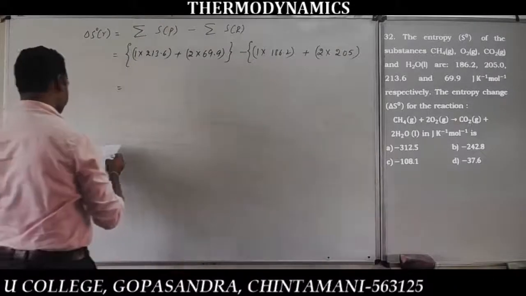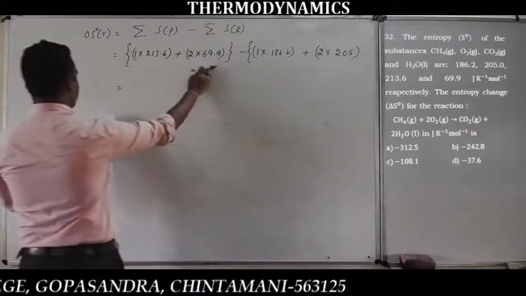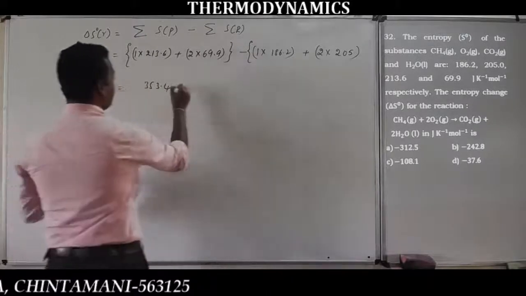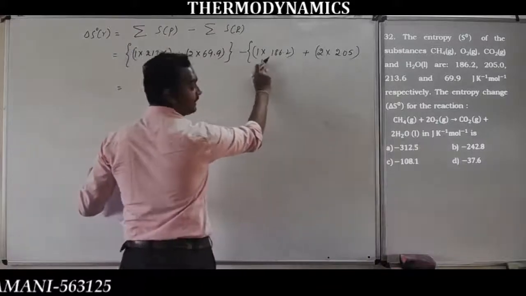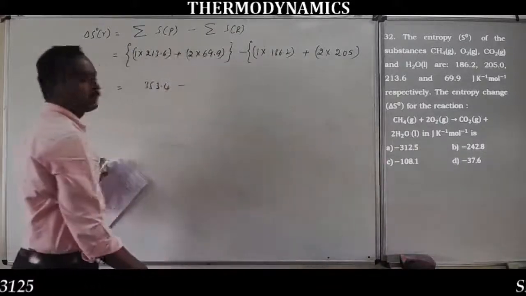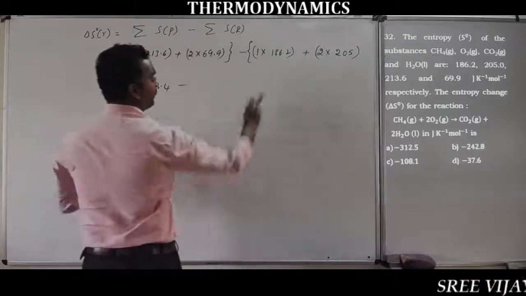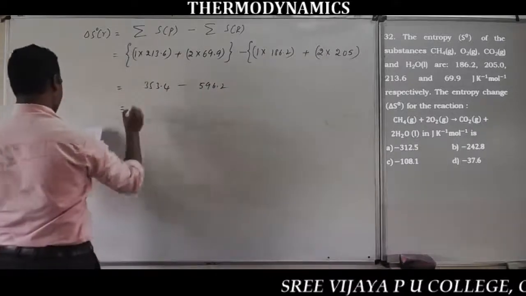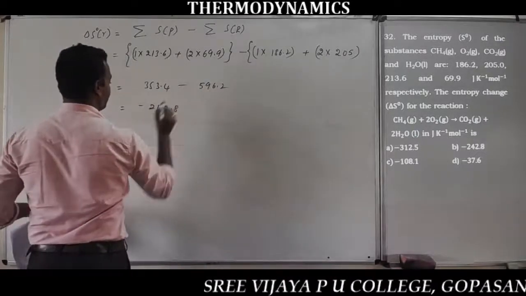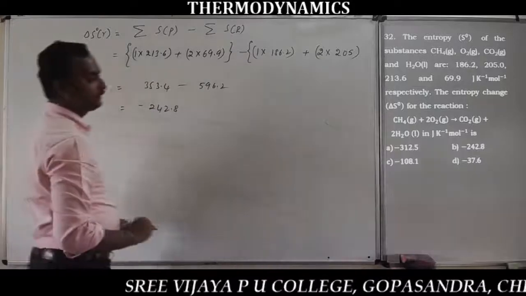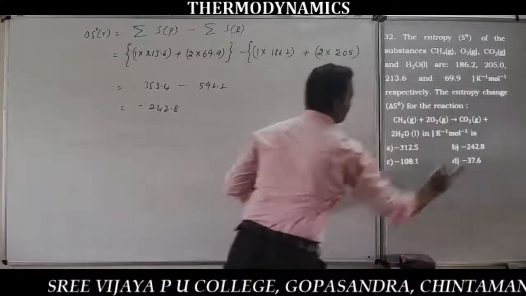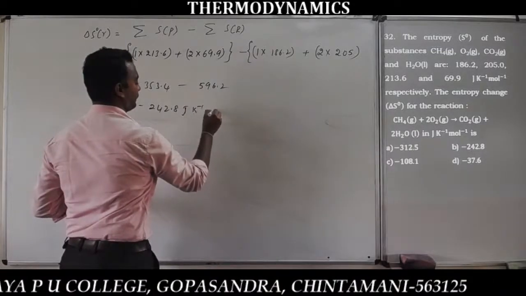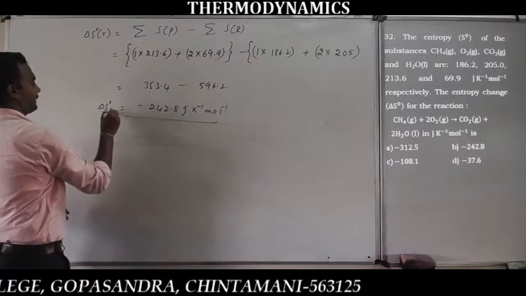So what is the values, 213.6 into 69.9, so that's about 353.4 total value minus 186.1 ಇಷ್ಟ ಬರುತ್ತೆ. 2 into 205 is around 410 ಬರುತ್ತೆ. So 410 plus 186.2, that is 596.2, that is equal to minus 242.8 kilojoule per ಏನು ಬರ್ತಾರೆ ನೋಡಿ, ಯಾವ್ದು ಕೊಟ್ಟಿದ್ದಾರೆ ಈಗ, that is joule per Kelvin per mole, that is the value of delta S naught of reaction.